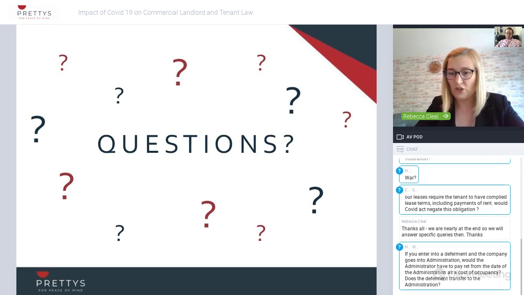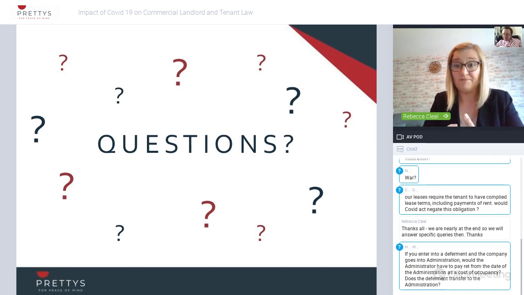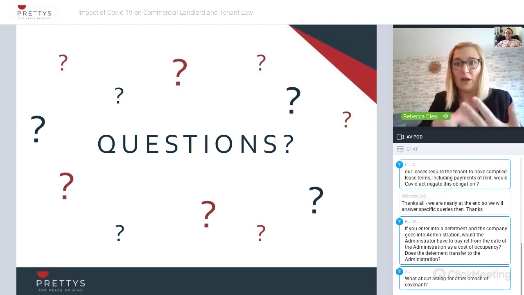So, Conal's question: are leases require the tenant to have complied with lease terms, including payments of rent? Would COVID act to negate this obligation? I'm assuming, Conal, that you're talking about in the exercise of a break clause. Your answer is yeah, absolutely. If the tenant hasn't paid the rent and a condition attaching to a break clause obliges compliance with these covenants and payment of rent, the most common conditions attaching to break clauses that we see are must have paid the rent and can't have any continuing subtenancies. And then some other leases normally go on for compliance with covenants or material compliance with covenants.